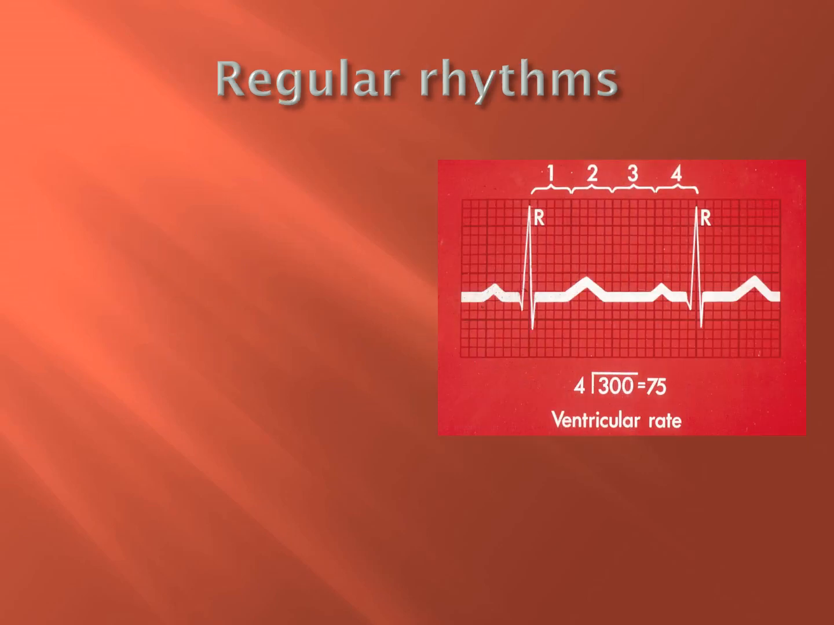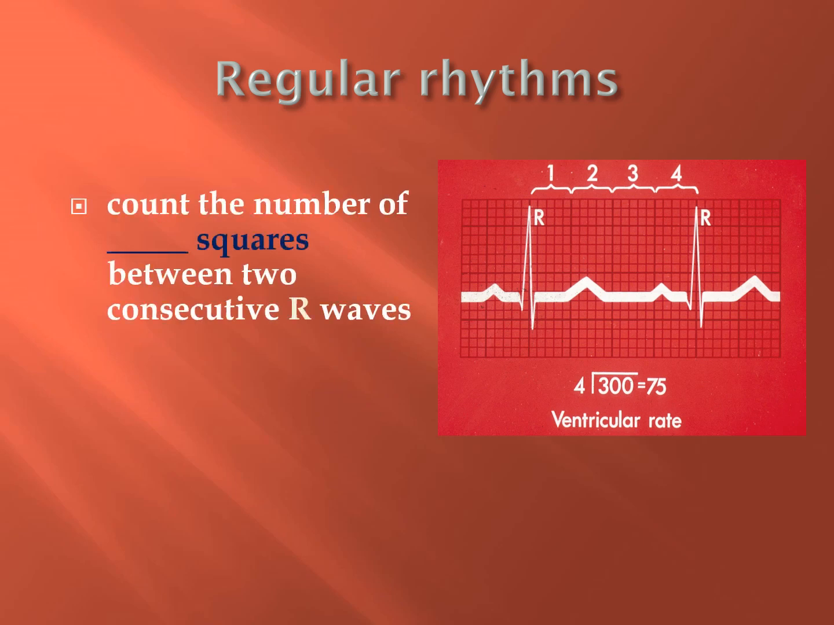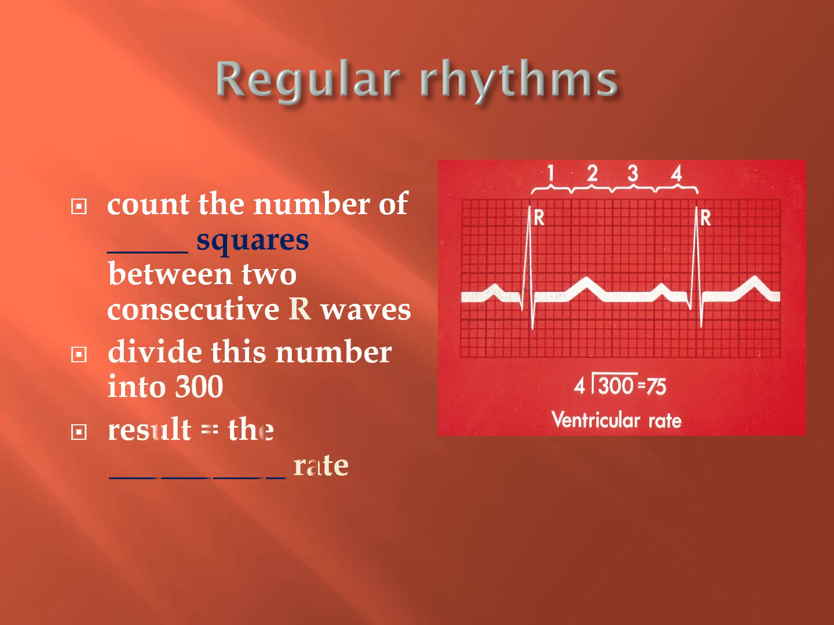I know you guys love calculations, so here we go. If it's a regular rhythm, it makes it pretty easy. You count the number of large squares between 2 consecutive P waves and divide 300 by this number. The result will be the atrial rate. The distance between 2 consecutive P waves tells us our atrial rate. Here you see the example. We have 4 boxes in between P waves, so our atrial rate is 75. I know it says ventricular rate, but our atrial rate is 75.